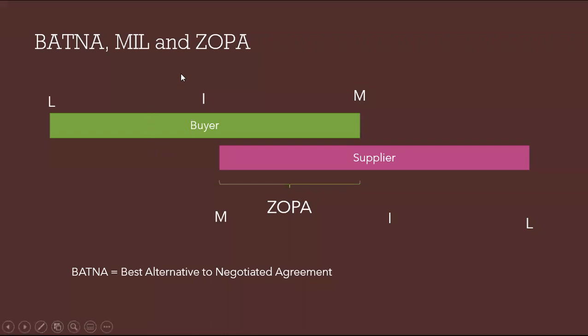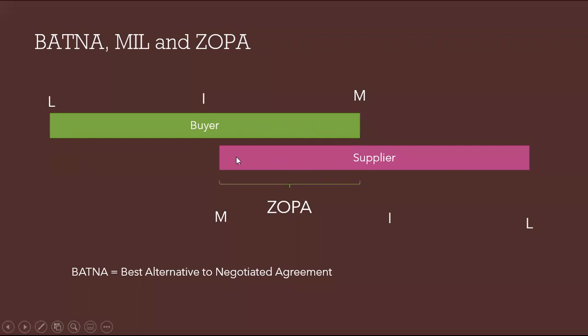On the other hand, we have some other abbreviations and acronyms. In negotiation, we have ZOPA, Zone of Possible Agreement. ZOPA is the overlap between the target of the supplier and the buyer. You may see here, the buyer may want to purchase at a low price and he has a range of options.